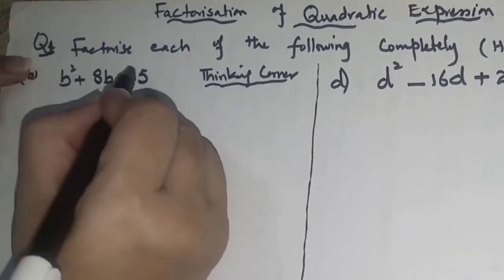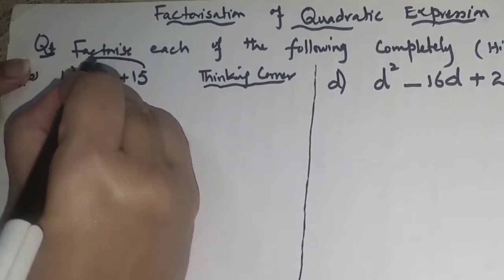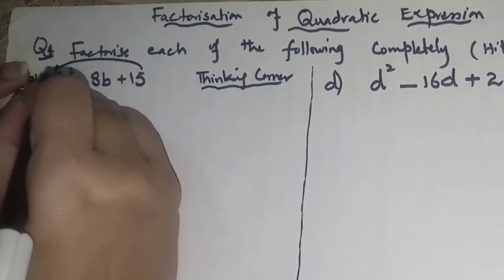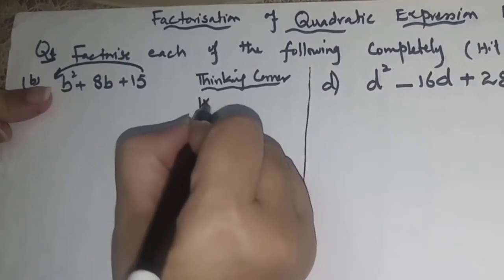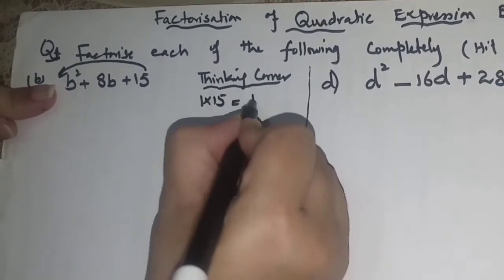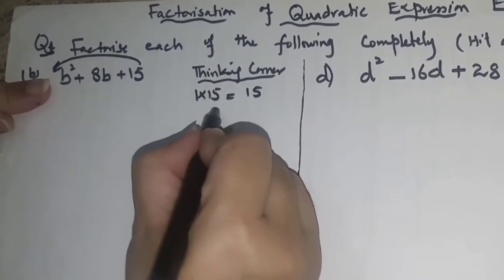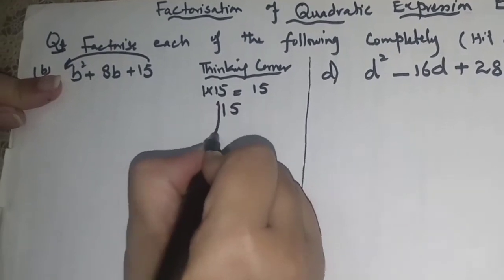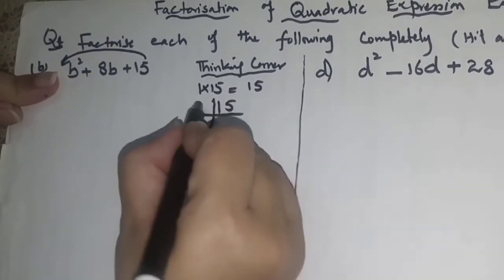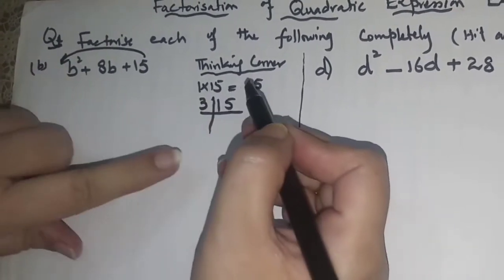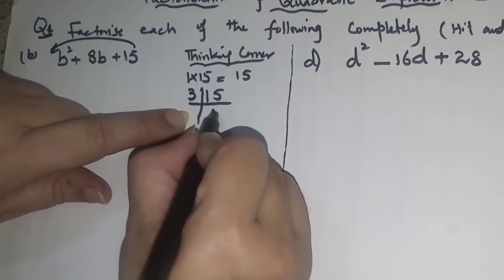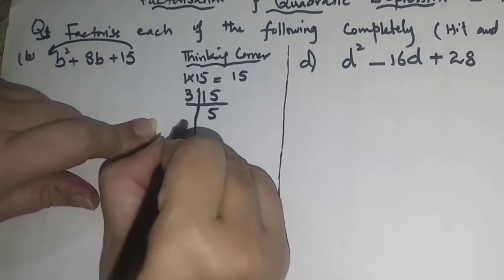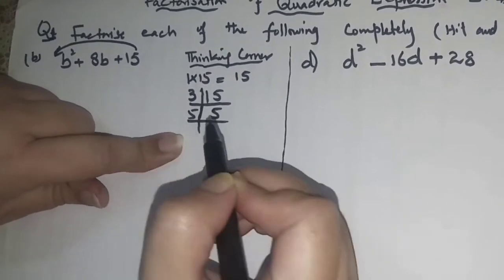So in the next step, I will be multiplying the constant with the coefficient of the term having power 2. That product comes to 15. Now I have to find the prime factors of that product. As the number is odd, the smallest prime divisor will be 3. When I divide 15 by 3, my answer comes 5, and then 5 gives me 1.